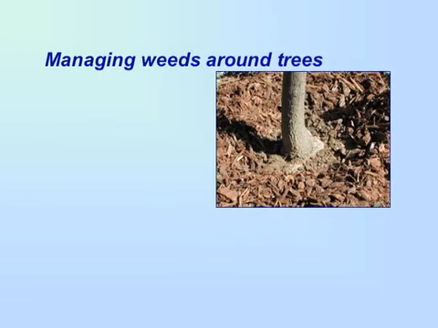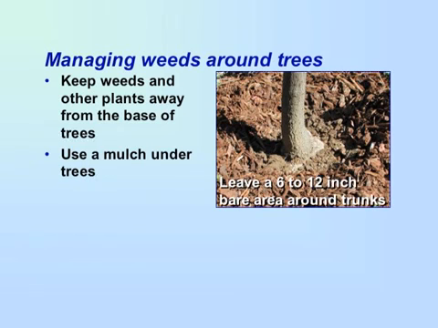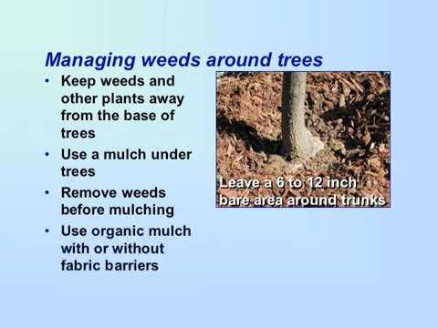Weeds around the trunk of trees are difficult to mow, can harbor pests, can promote crown diseases, and can compete for water and nutrients. Keep weeds or other plants away from the base of trees. Use a mulch under trees to prevent weeds from emerging, but leave a 6 to 12-inch bare area around trunks to prevent crown disease. Remove all weeds, lawn, and other plants before mulching. You can use organic mulches with or without fabric barriers.